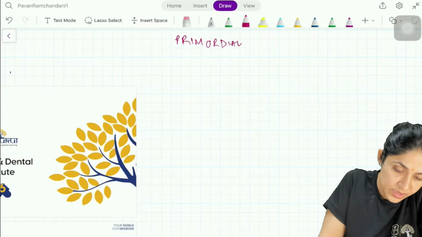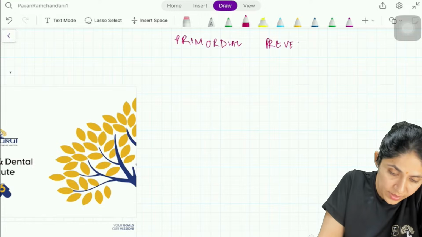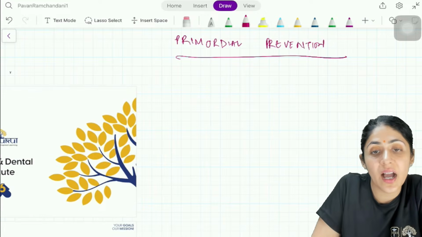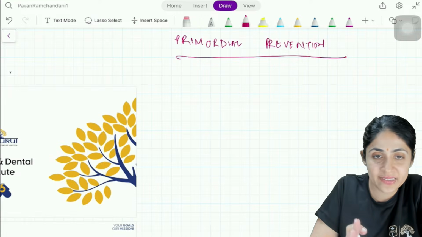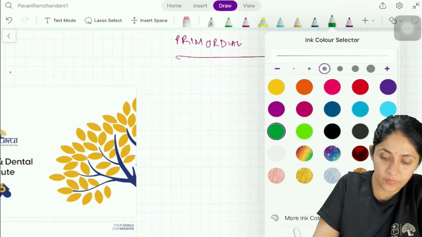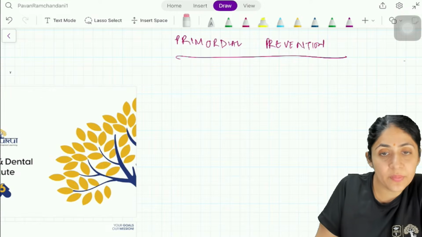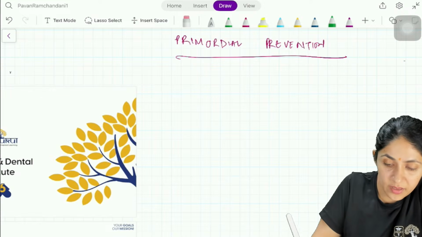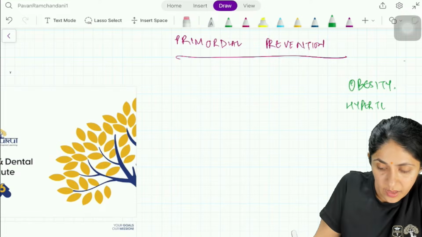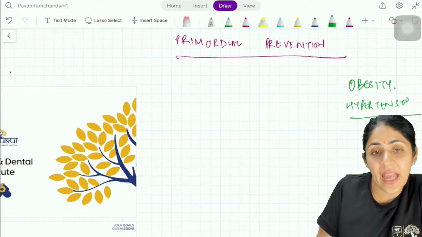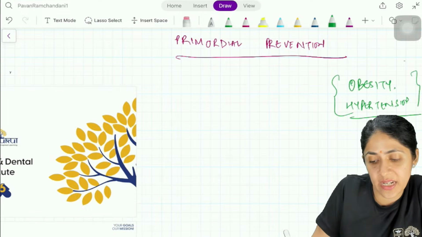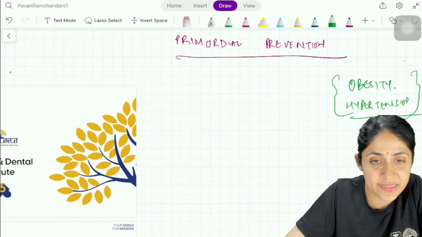First is primordial prevention. Primordial is that you prevent the occurrence of risk factors. For example, the health problem that we want to study is, say, obesity. We want to study obesity and hypertension. What are the issues we have? Lifestyle in case of obesity, and for hypertension, smoking, physical exercise. All right.